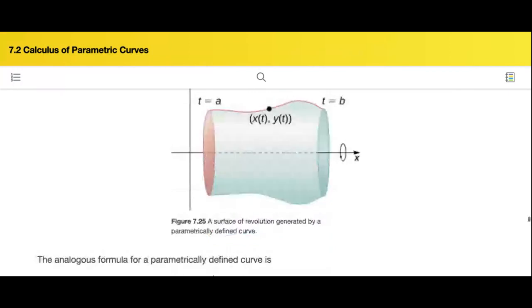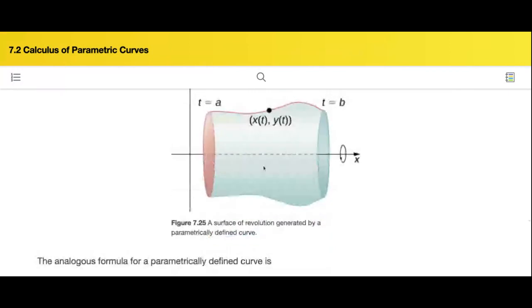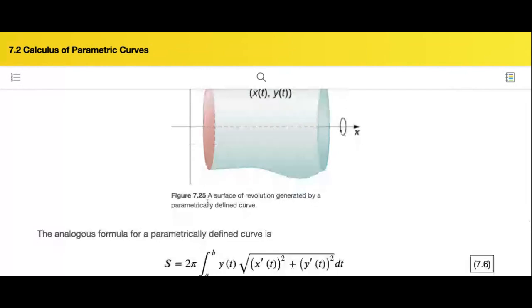And then how do we find the surface area? We want to find the circumference of each circle. Then we just add up all those circles, all the circumferences of the circles. Just imagine this one, this one, this one, there are infinitely many, right? Just add up. So here is the surface of revolution generated by a parametrically defined curve.